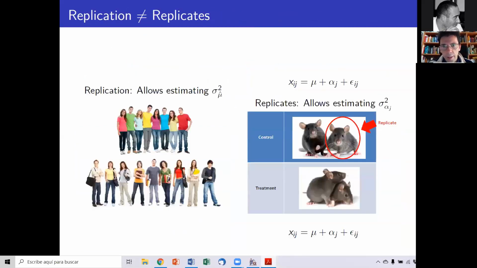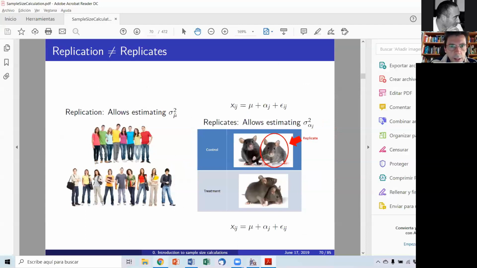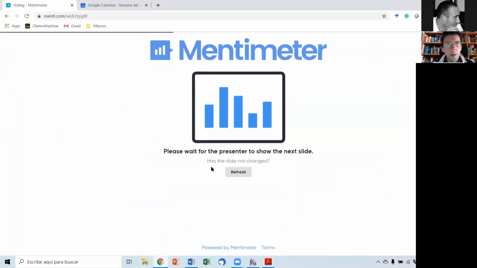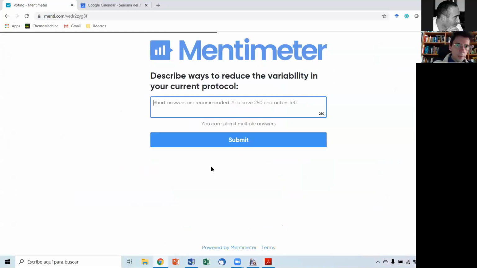And then at this point, I thought of making another question. And this is a really interesting question for you. That is, if you can think of ways to reduce the variability in your current experiments. And this is really a good exercise for you to think: I can measure more and average, or I can use another variable that is related to what I'm looking at.